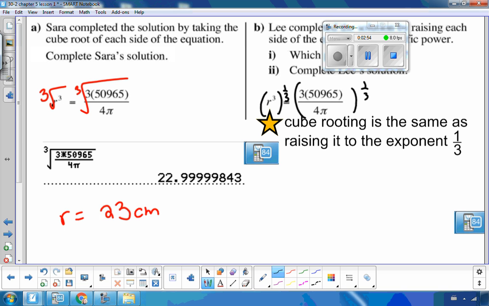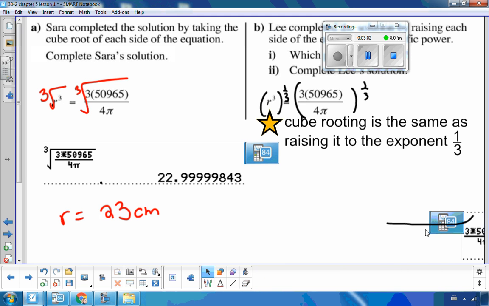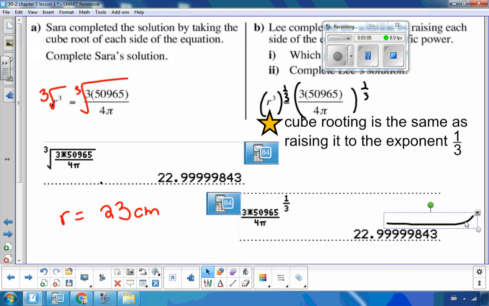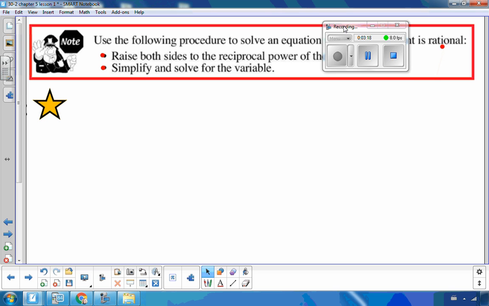So I can enter that into my calculator as well to figure out what my answer is going to be. So putting that into my calculator, there we are. I get the exact same answer, which I would expect because cube root is the same as raising it to the 1/3. So I also get a radius is equal to 23. So this strategy here is something that we can use.